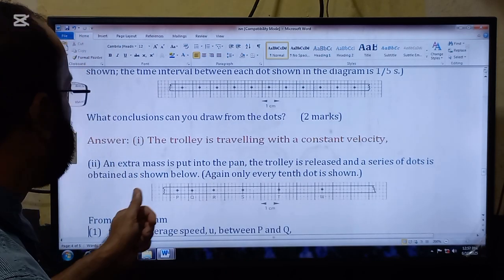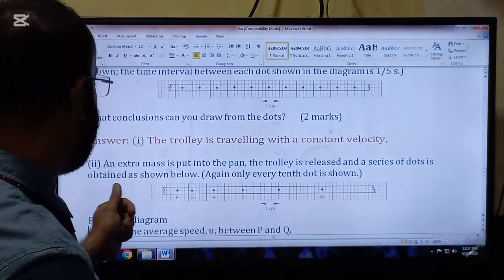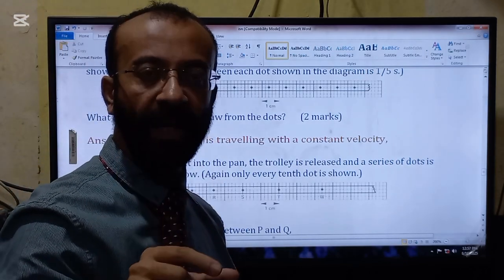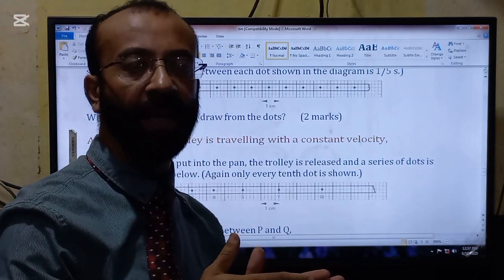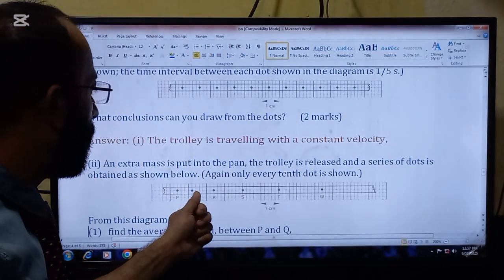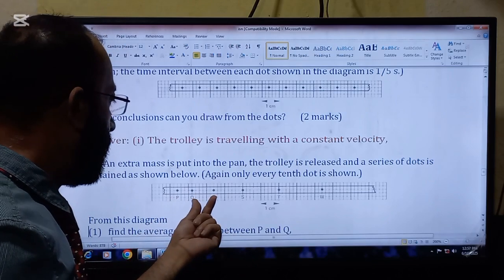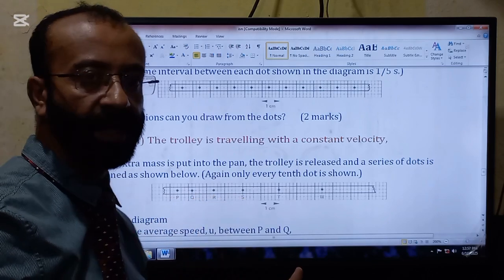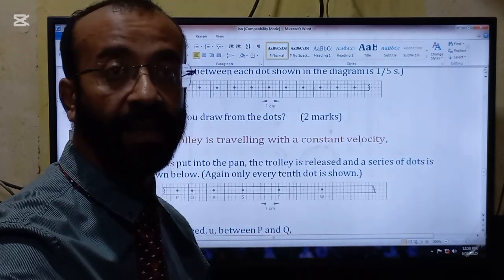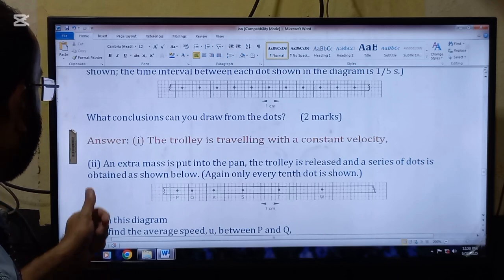An extra mass is put into the pen, the trolley is released, and a series of dots is obtained as shown below. Because an extra weight is put into the pen, the velocity will definitely increase. That's why the distance between successive dots will increase. Look at the distance. Here it will increase, here it will increase, because the trolley is now moving at increasing speed. So that's why this kind of dots is now obtained.